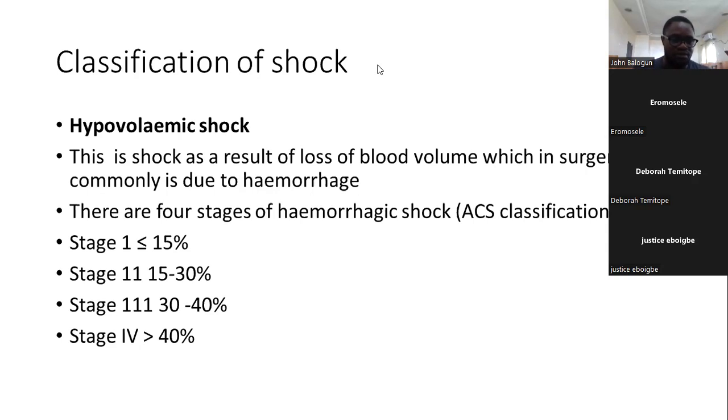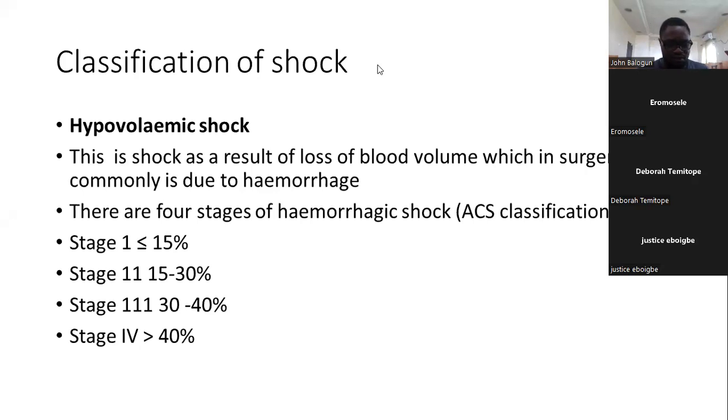Doc, please, can you come again with the blood pressure for stage 1? Stage 1 is 100 to 120. The others are 100 to 80, 80 to 60, and less than 60. Are we okay?